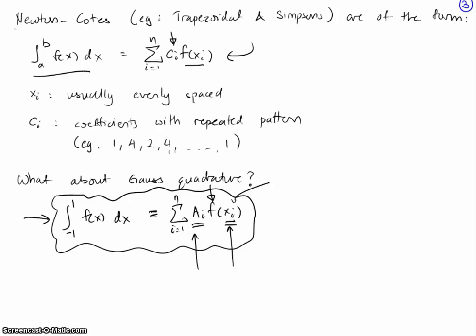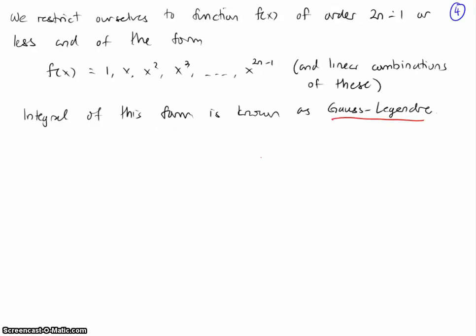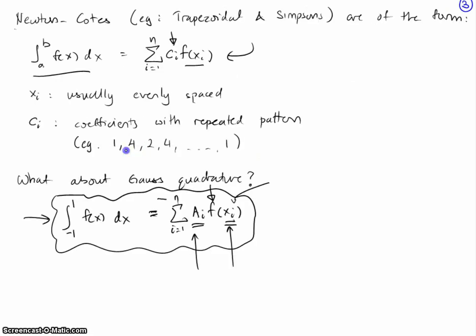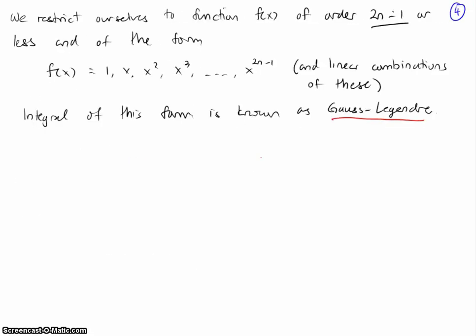So to simplify our procedure, we are going to assume that the function that we want to integrate, f(x), is a polynomial basis function of order 2n-1. So n represents the number of points that we have when we perform our Gauss quadrature. And we assume that the function f is a polynomial basis function.